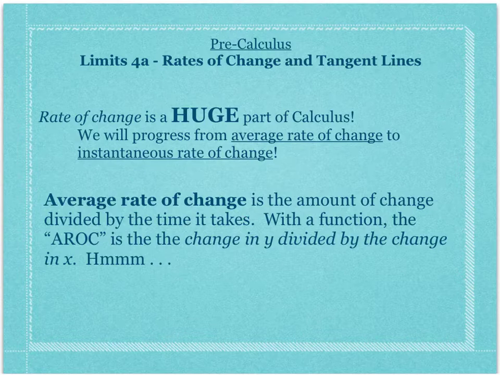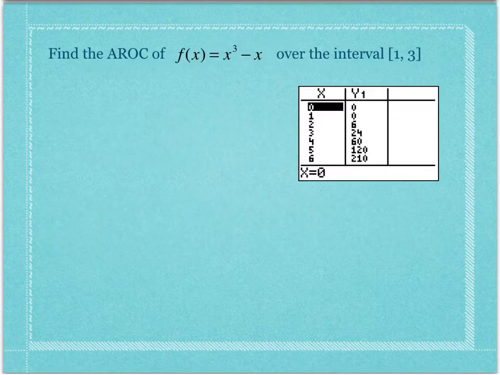Average rate of change is the amount of change divided by the time it takes. So we could think of it as the change in y divided by the change in x. And of course that should sound very familiar to you, because the change in y divided by the change in x is simply another name for slope. Slope is the change in y over the change in x. So anyway, let's just take a look at an example here.